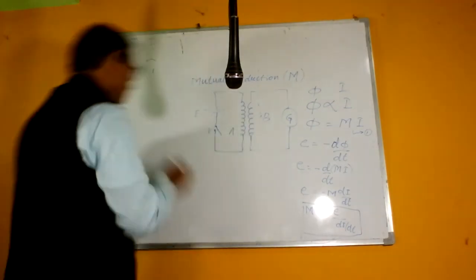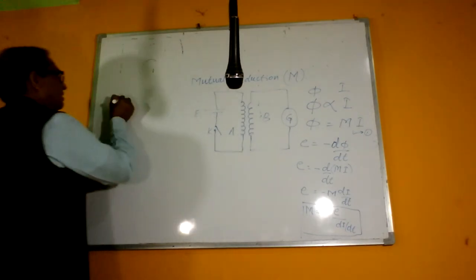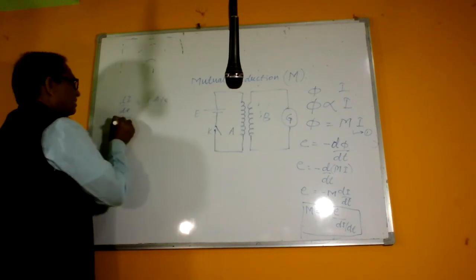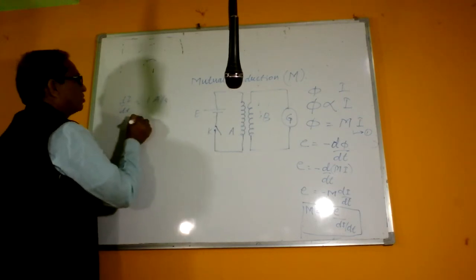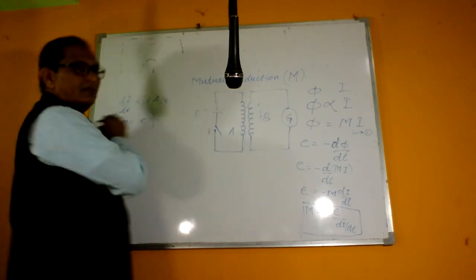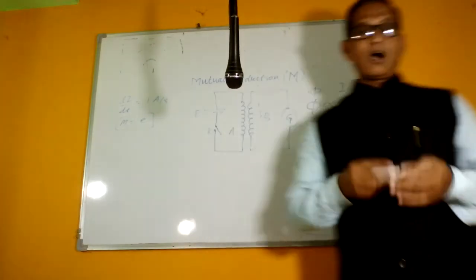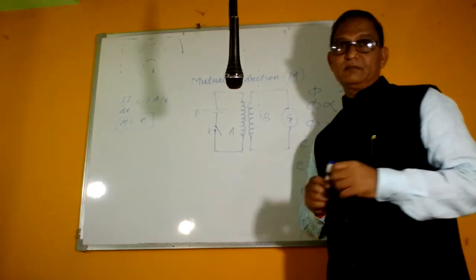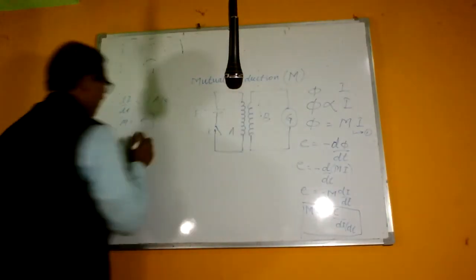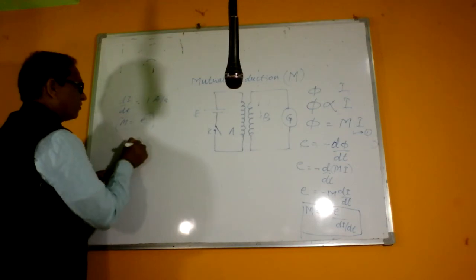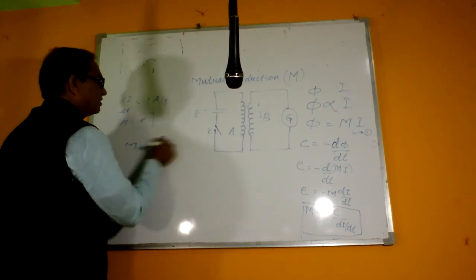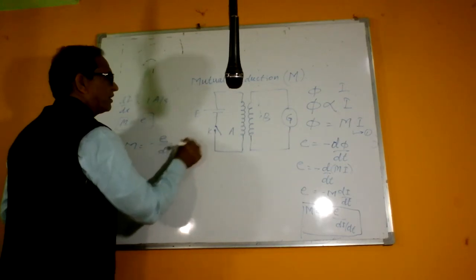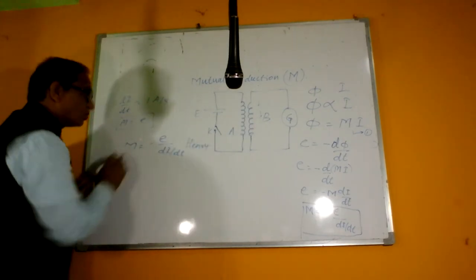Now suppose the current changing in coil A is 1 ampere per second, that is, di by dt is equal to 1 ampere per second. Then we get M is equal to E. That is, the mutual inductance of the coil is equal to the induced EMF developed in the coil, and is measured in Henry. So from this equation, M is equal to minus E divided by di by dt, measured in Henry.